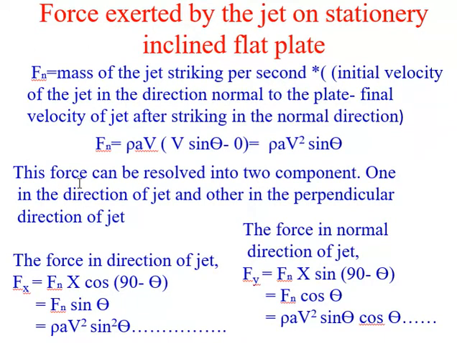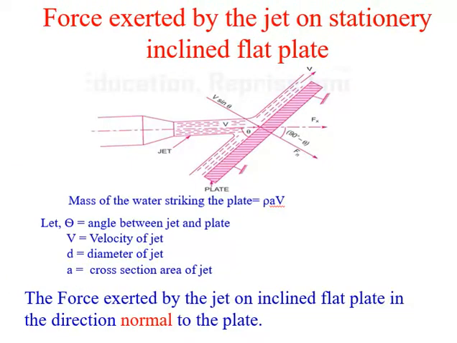But this force can be resolved into two components, one in the direction of the jet and the other perpendicular to the direction of the jet, that is Fx and Fy. This is the value of Fn. This is the force exerted by the jet on the stationary inclined plate in the normal direction, that is Fn, and this Fn is resolved into two components, Fx and Fy.